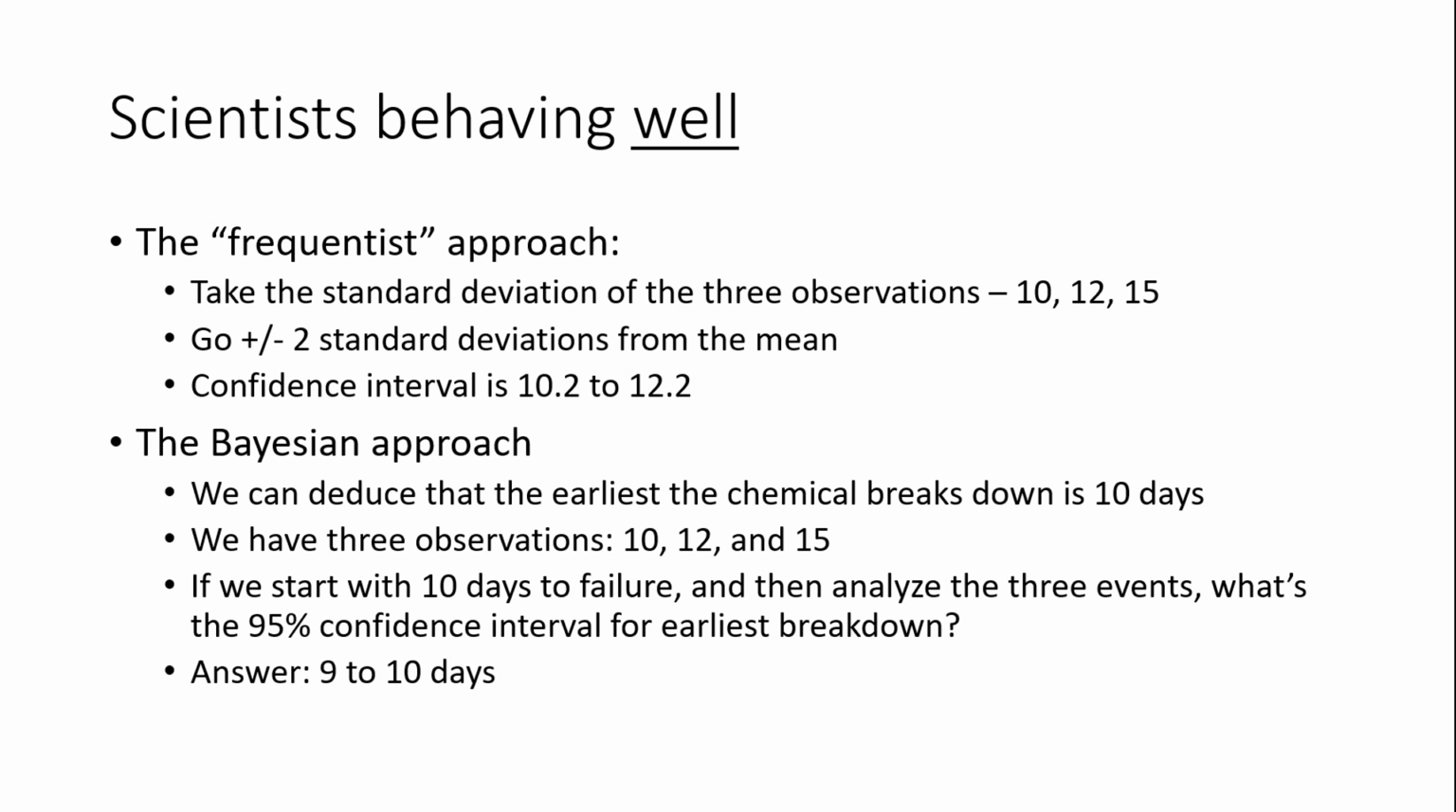So if we start with an assumption that our chemical lasts 10 days, and then we analyze those 3 numbers using a Bayesian method, we come up with a 95% confidence interval for earliest breakdown of 9 to 10 days, because it can't be more than 10. So now we can advise our customers, use your net for 9 days and then get a new net.